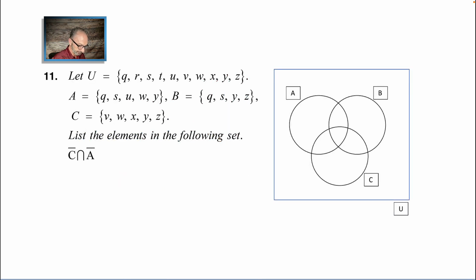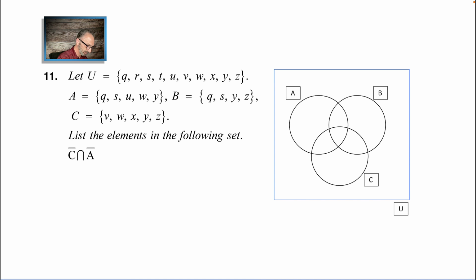Number 11. This is a Venn diagram. You could do this also different ways, but let's try our best to make it quick. Let U, which is the universe, equal Q, R, S, T, U, V, W, X, Y, Z. We don't want to start with U, the universe, but we're going to start somewhere else. That's the best way to do it. We have A and B and C listed. List the elements in the following set: C complement intersect A complement.